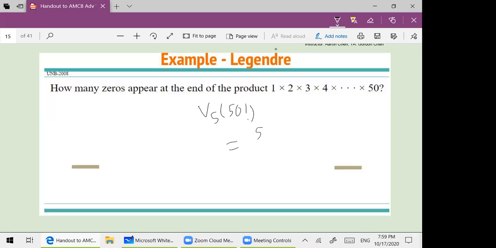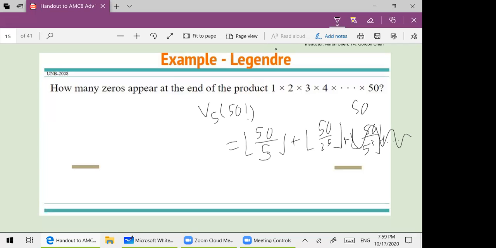And this just equals floor of 50 over 5, plus floor of 50 over 25, plus floor of 50 over 5 cubed, and so on. And these terms are all 0 because 50 is less than 5 cubed, which is less than 5 to the fourth, and so on. So it's 10 plus 2, which is 12. So 12 zeros appear at the end of 50 factorial.